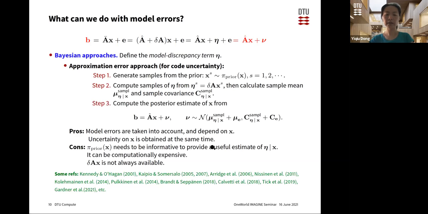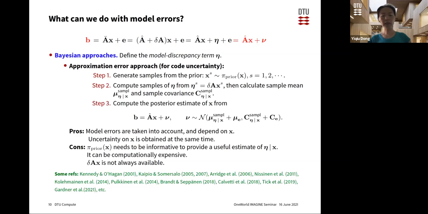That's very good. But the drawback is, first, the prior distribution of X is very important, because the sample of model discrepancy depends on X. So this distribution must be very informative. Second, getting statistical properties from the posterior, such as the conditional mean, can be very expensive, computationally expensive. Another issue is delta A, which sometimes is not available.